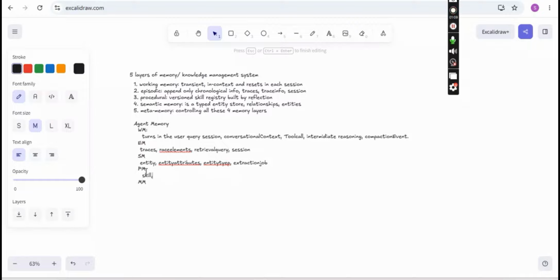So we are maintaining some kind of skill version. What are the different versions it uses? And some kind of reflection, and some kind of tags, types, category or something like that. And then comes the meta memory. So what does meta memory say? Meta memory is an archive. It will manage the complete life cycle of all these four memory layers.